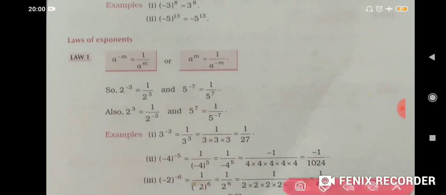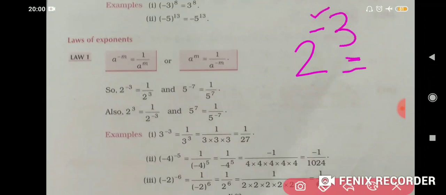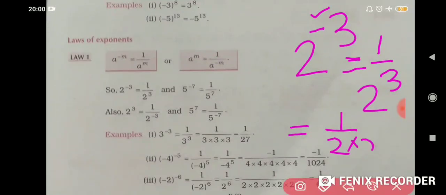Let's take an example. For example, 2 to the power minus 3. Since here the power is negative, what do I have to do? I have to make this power positive. Then I will do the reciprocal: 1 upon 2 to the power 3. Now I can solve: 1 upon 2 multiplied by 2 multiplied by 2, because the power is 3, so I multiply 2 three times. So I will get the answer 1 upon 8.